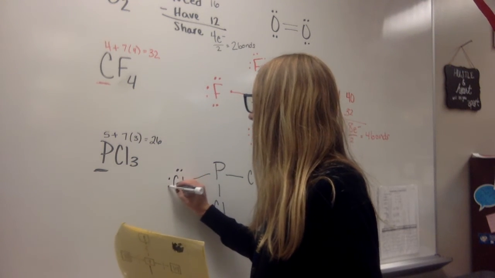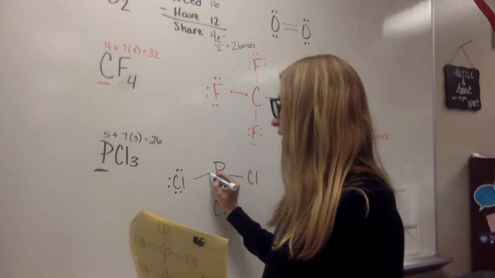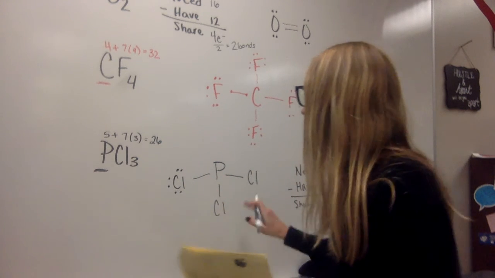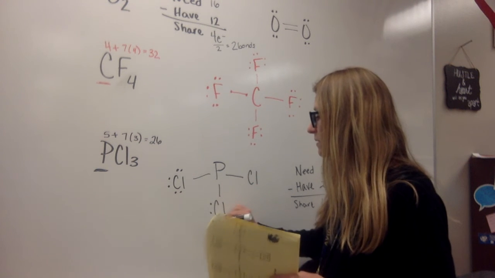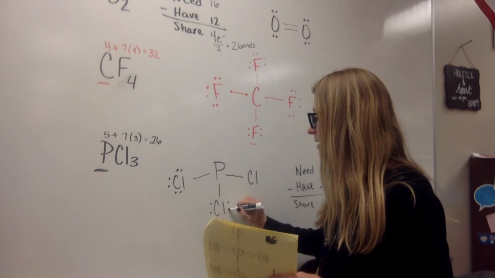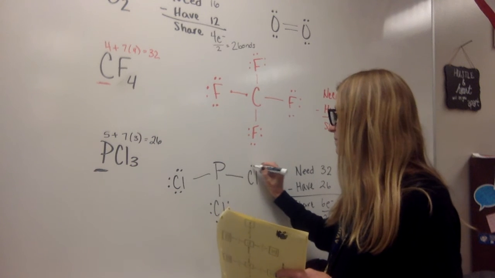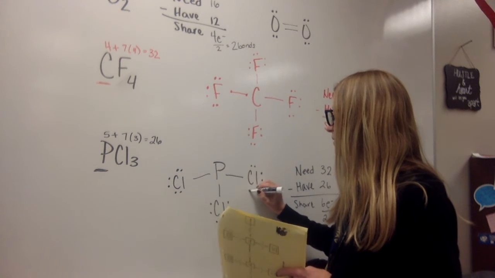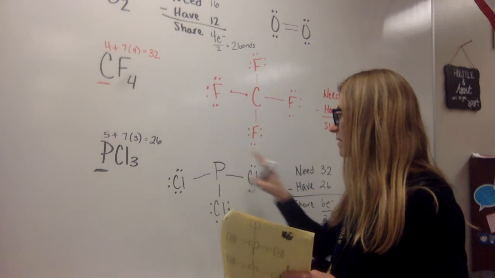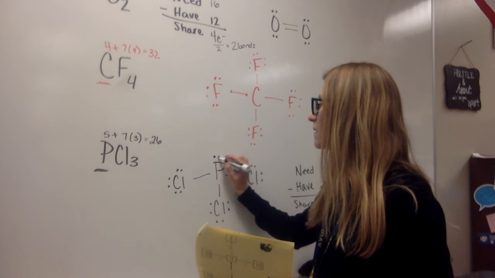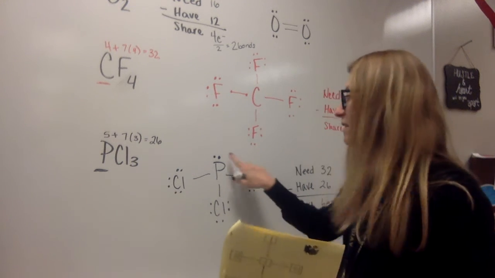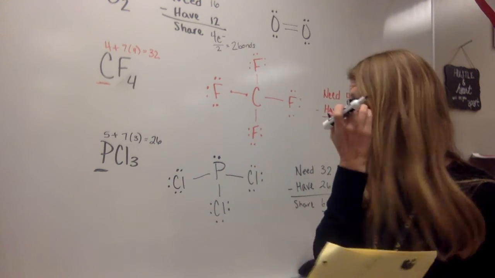1, 2, 3, 4, 5, 6, 7, 8. Oops. This chlorine is sharing 2 here. 3, 4, 5, 6, 7, 8. Chlorine over here is sharing 2, 3, 4, 5, 6, 7, 8. Phosphorus is sharing 2, 4, 6, 7, 8. So we got to add these 2 electrons on top of phosphorus.